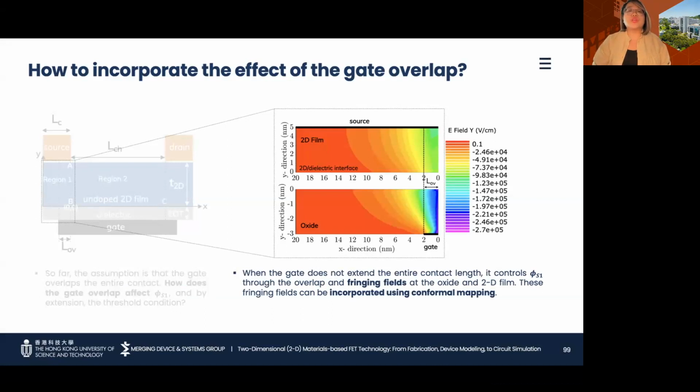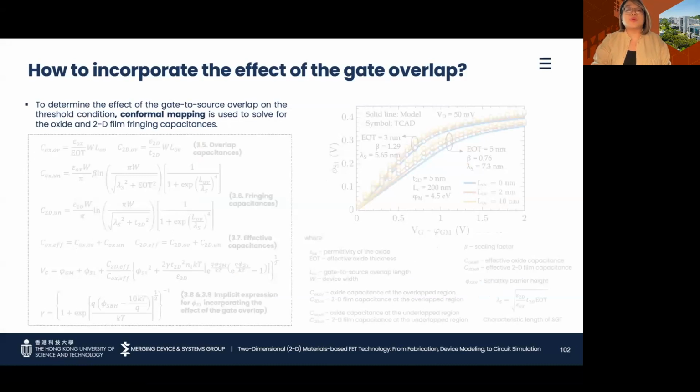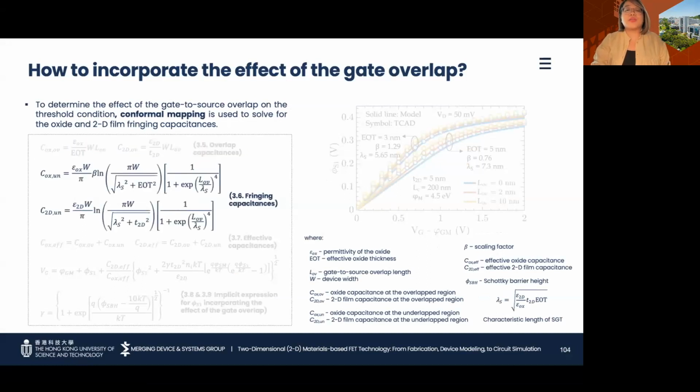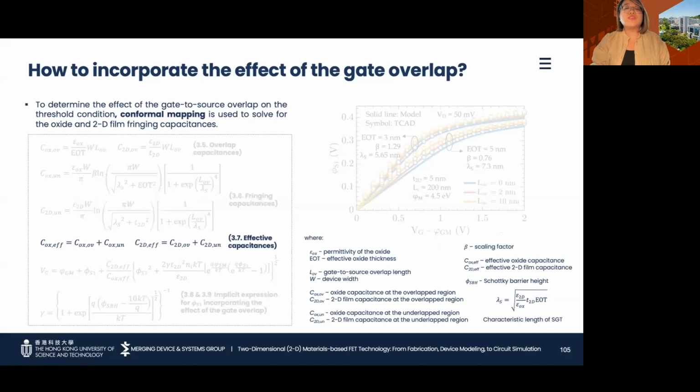The gated source region can be divided into two parts. So we have the overlap region and the underlap region. The oxide and 2D film overlap capacitances can then be solved by treating the overlap region as parallel plate capacitors, while the oxide and 2D film fringing capacitances are estimated by mapping the perpendicular surfaces into an equivalent parallel plate system using conformal mapping. The overlap and underlap capacitances are then summed together to obtain the effective oxide and 2D film capacitances.